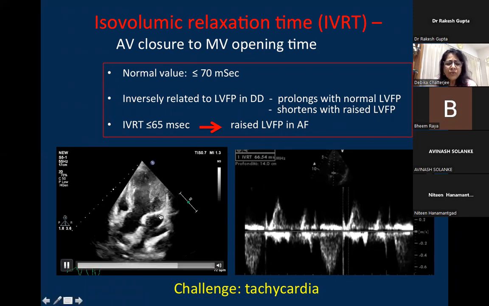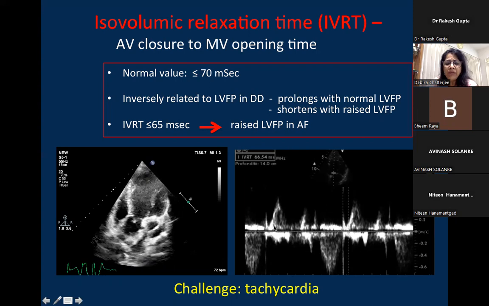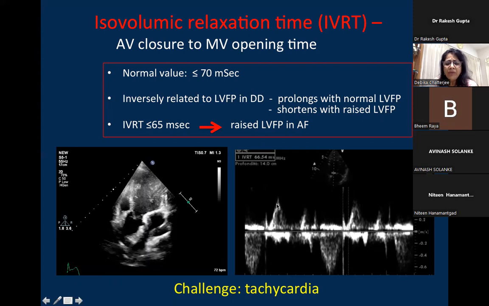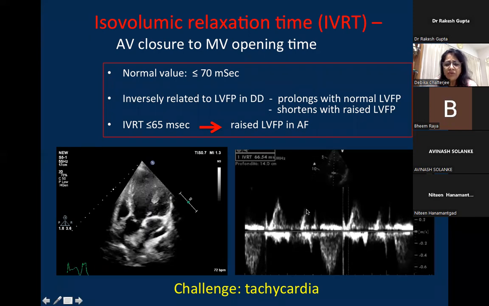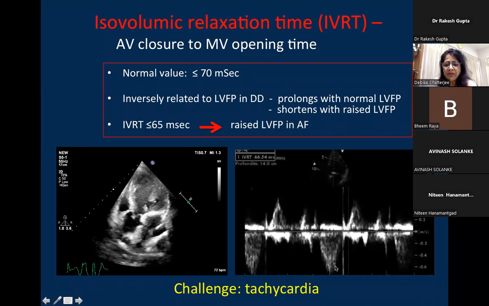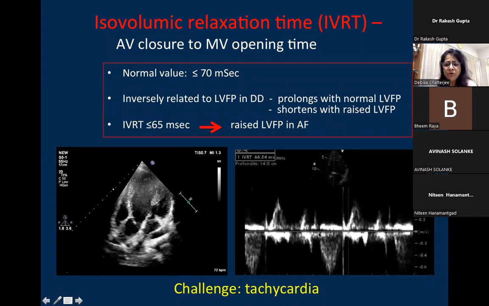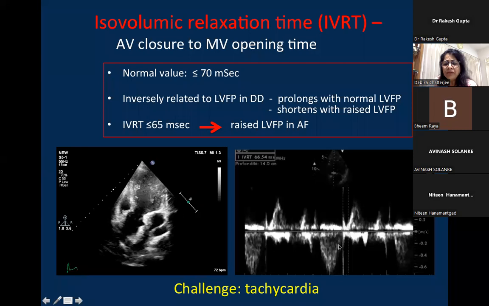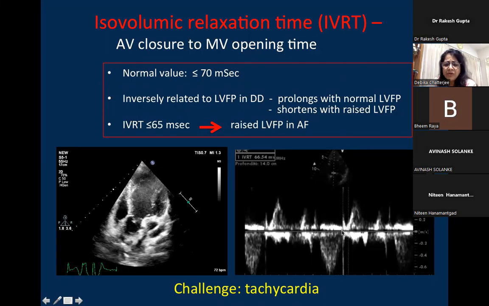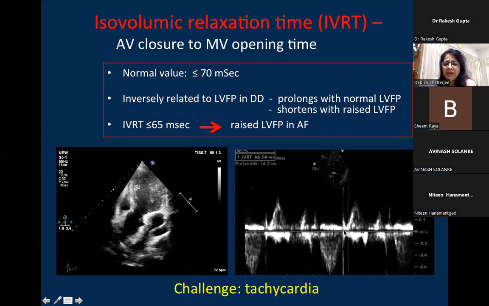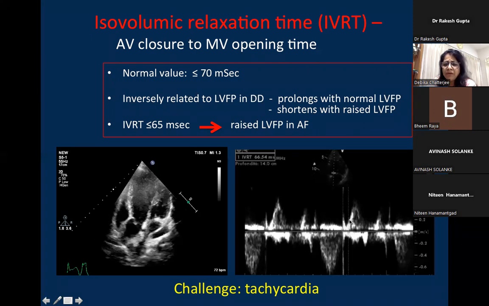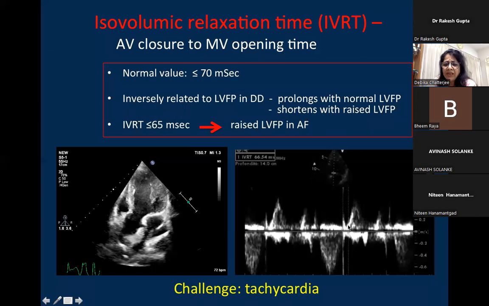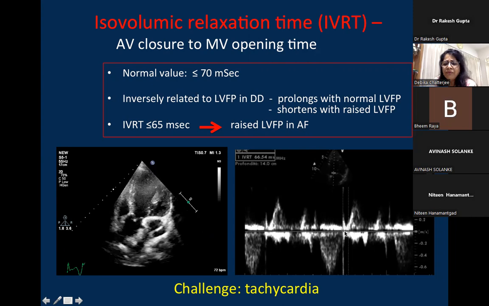As you do so, you will see that above the baseline, you will get the mitral inflow, and below the baseline, you will get the LV outflow. The LV outflow stops here, so the aortic valve closes, and there is a gap before the mitral valve opens. The E wave starts here, so this is the time of isovolumic relaxation.